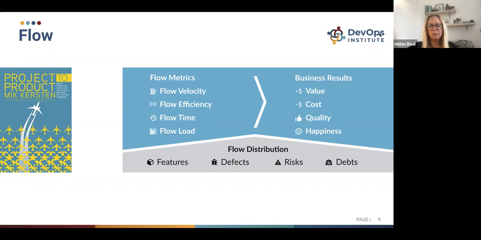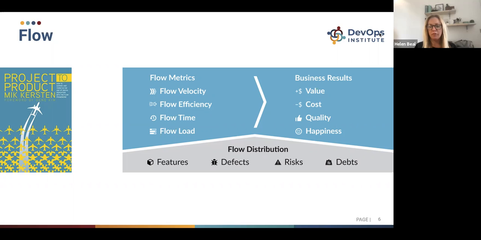So these 4 types of work: features, defects, risks, and debts. We can see what proportion of these types of work we have in our value stream flow, and that tells us quite a lot about what's going on during that period of time that we're working. So if we've got a lot of debt, for example, we might be trying to pay down a lot of debt to increase stability. We may be happier later if we see that we're actually dealing with more features.